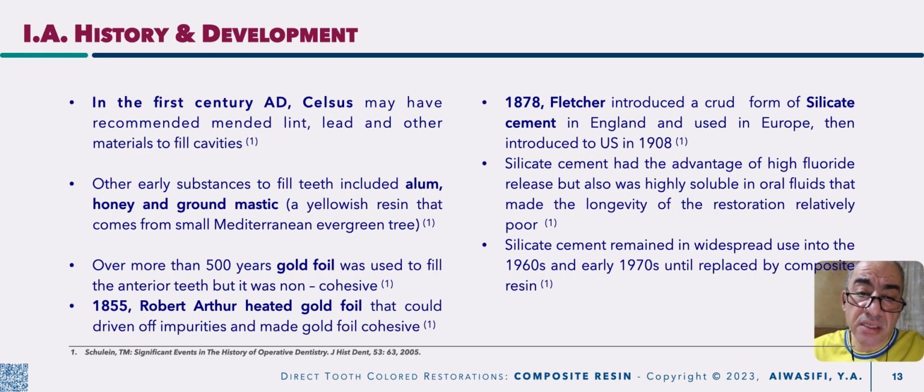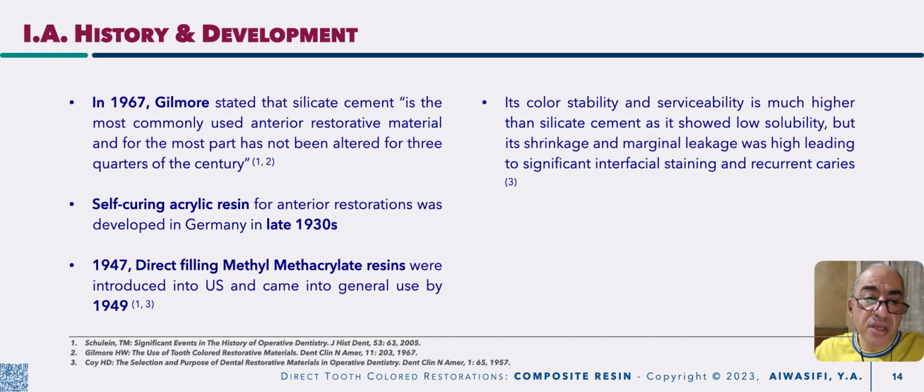Restorations of silicate cement continued to be used as a direct tooth colored restorative material up to the 70s of the 20th century. Even Gilmore, an iconic scientist in operative dentistry, in 1967 thought that nothing could threaten the throne of silicate cement as direct tooth colored restorative material.